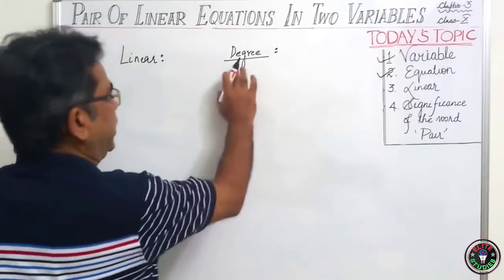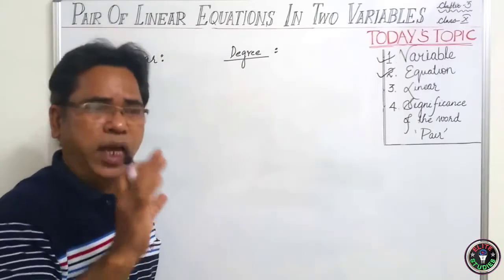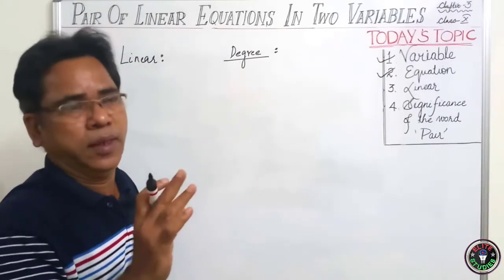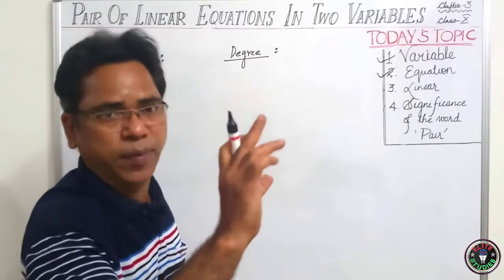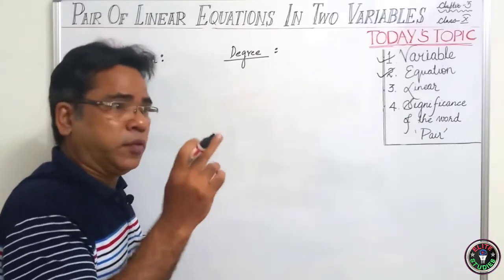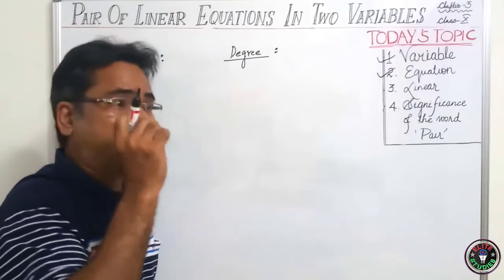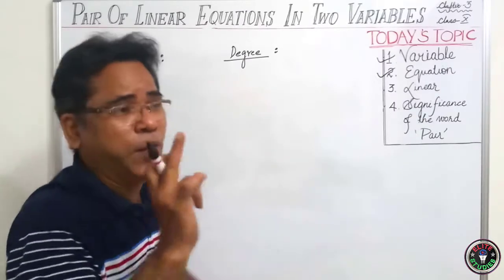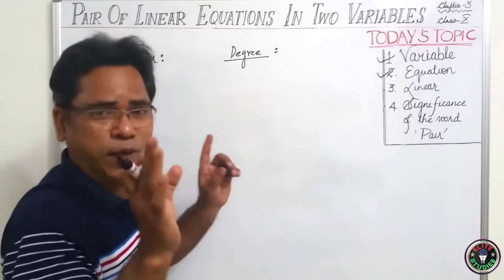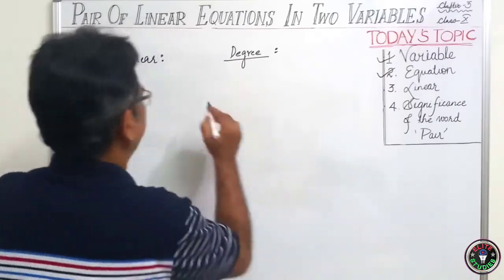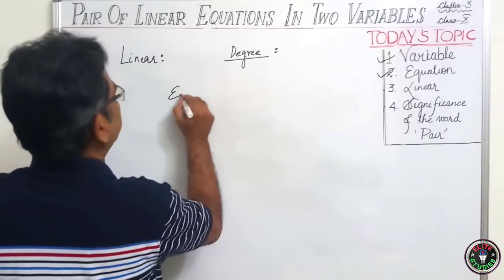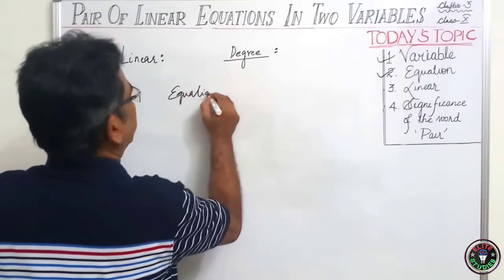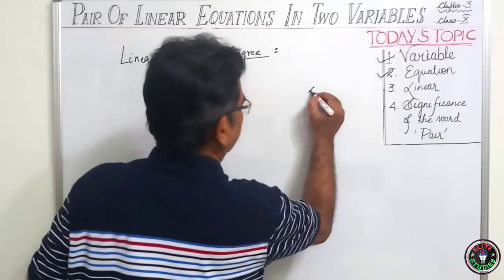Now, degree means what? It is the highest power of the variable. In an equation, you see what the variable is, and you try to find out the highest power of the variable, and the highest power of the variable will be the degree of that particular equation. So to clarify, let us take some examples of equations and their corresponding degree.